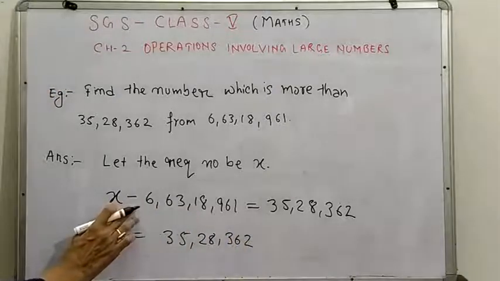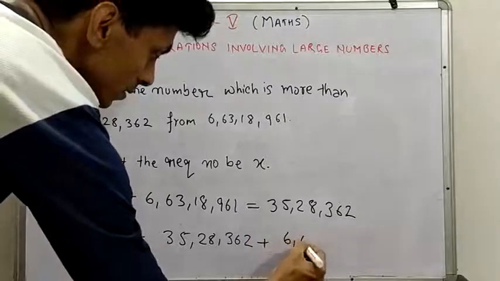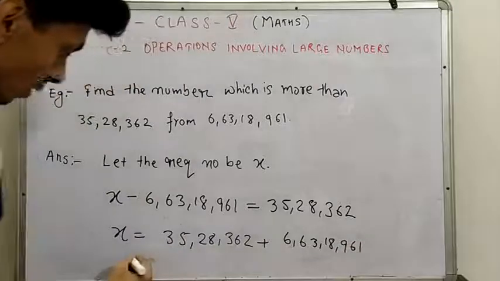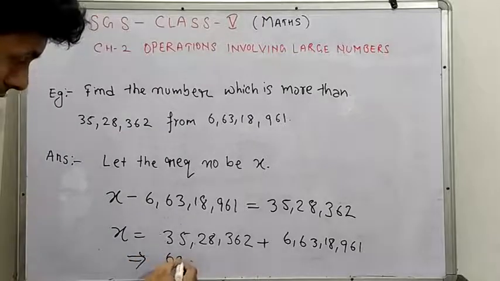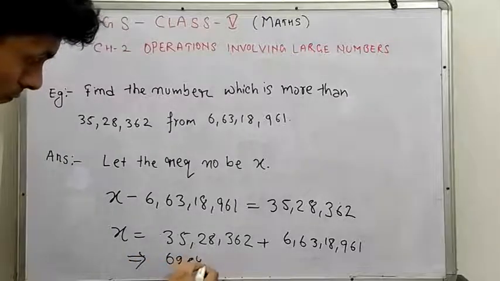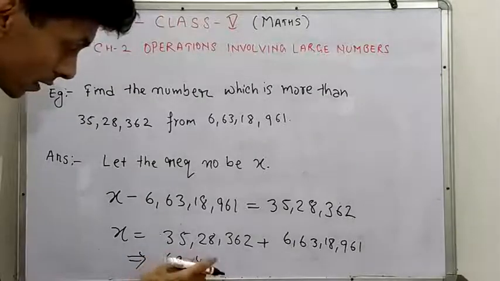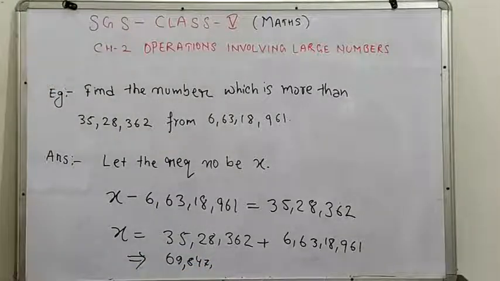Now if we find the value of x, the minus symbol changes when it goes to the right side, that is, it becomes plus 6,63,18,961, and when we perform addition of these two numbers, the answer will be 69,847,323.